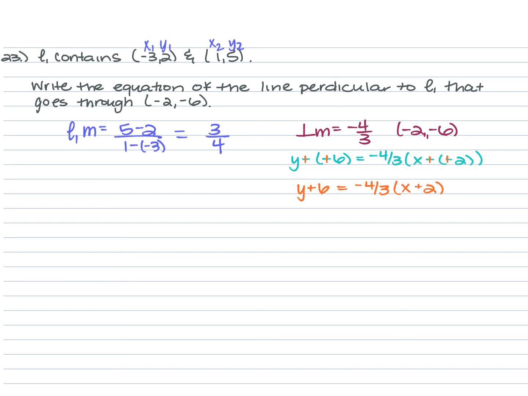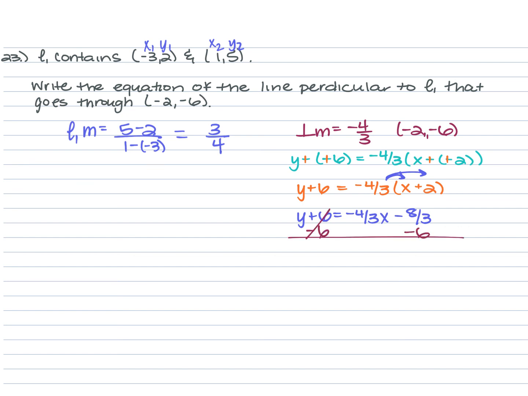What are we going to do from here? Distribute the negative 4/3. This turns into y plus 6 is equal to what? Negative 4/3 x minus 8/3. What are you going to do to get y by itself here? Subtract 6 from each side.